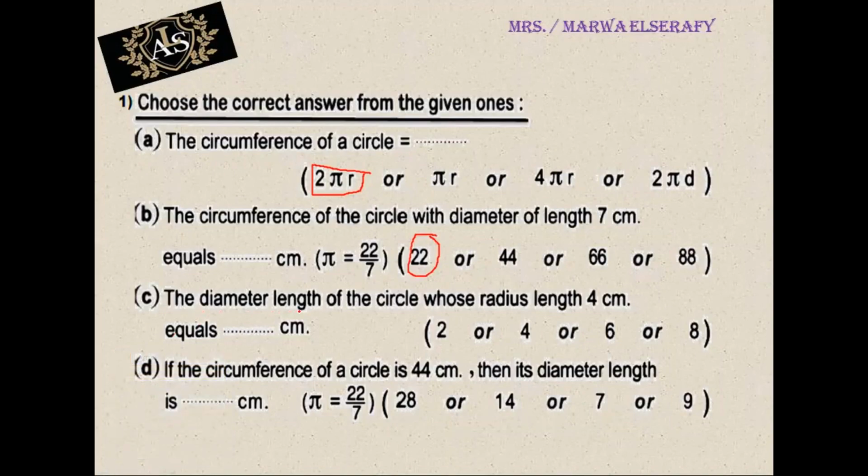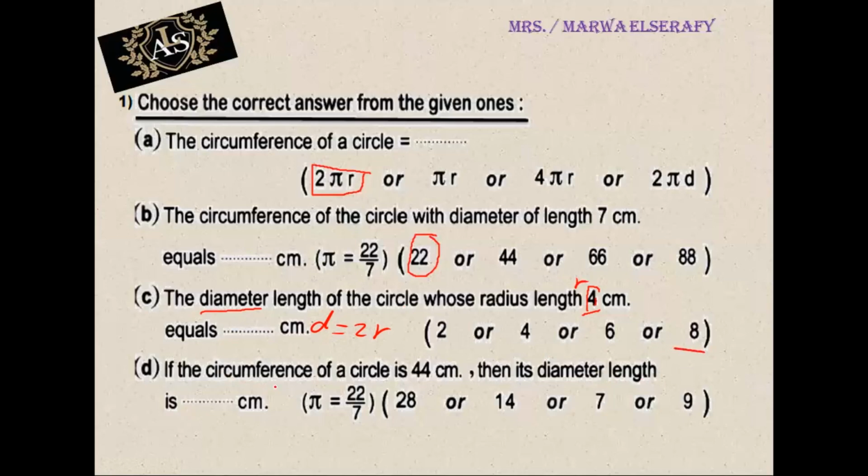The diameter length of the circle whose radius length is 4 centimeters. He wants what? He wants the diameter length of the circle whose radius is 4. And we know that diameter equals 2 times the radius. So in here, the radius equals 4, so the diameter will be equal 2 times 4 equal 8, okay?